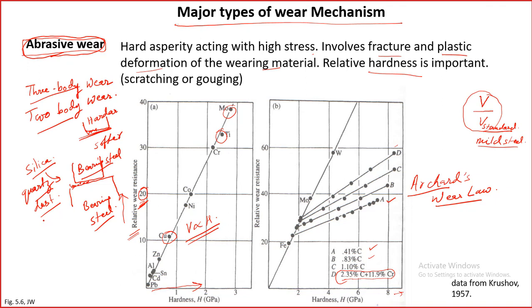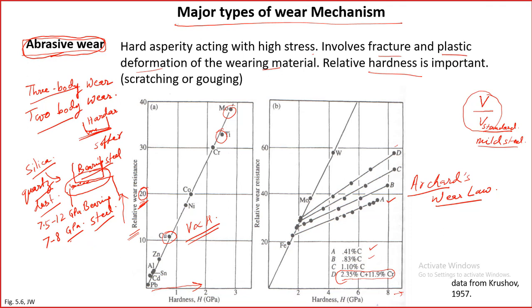For example, silica and quartz have a hardness of 7.5 to 12 gigapascal, whereas if it was martensitic steel, which has a very high hardness, it is only 7 to 8 gigapascal. So in all situations, the dust particles like silica and quartz will actually wear out the surfaces. So it is so important that we should protect this interface.